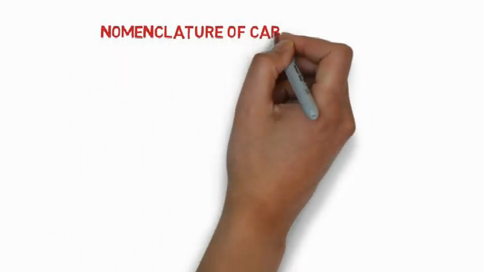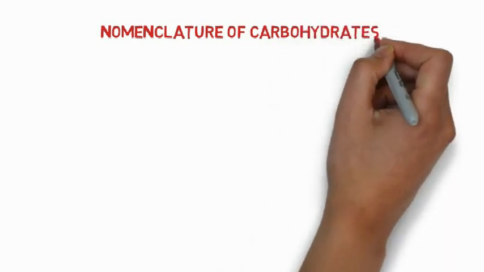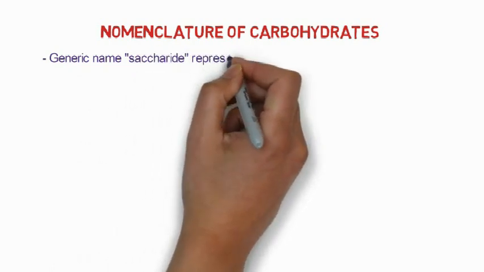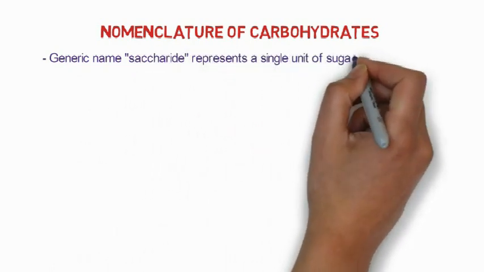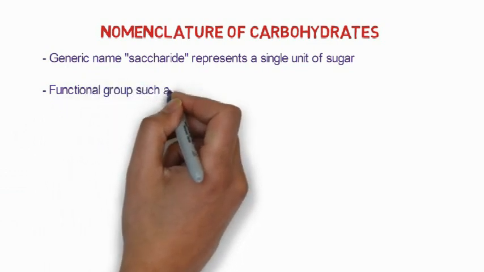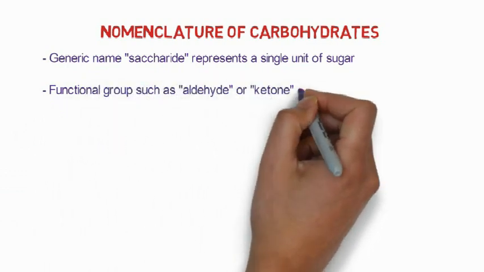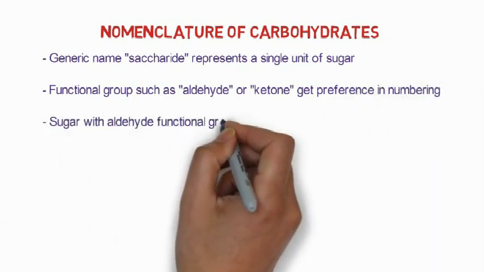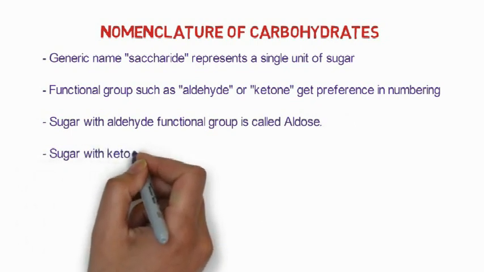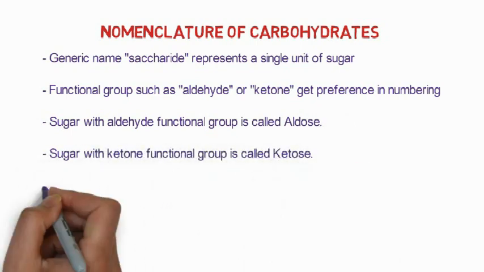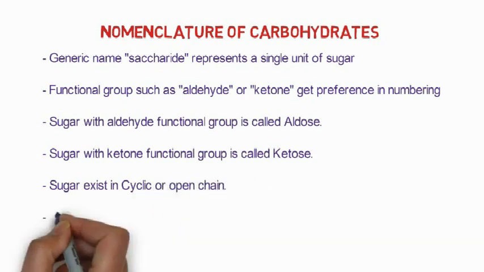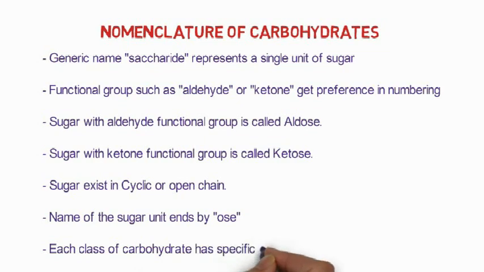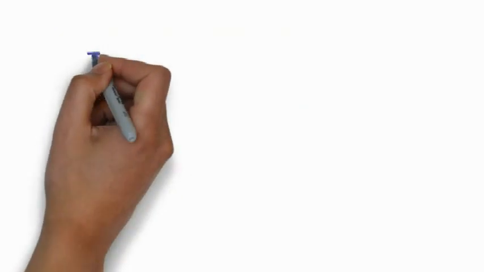Now we will talk a little bit about the nomenclature of carbohydrate. The generic name saccharide represents a single unit of the sugar, and the functional groups such as aldehyde or ketone get preference in numbering. Sugar with an aldehyde functional group is called aldose, while sugar with a ketone functional group is called ketose. Sugar exists in cyclic or open chains. The name of the sugar unit ends in -ose. Each class of carbohydrate has specific numbering.